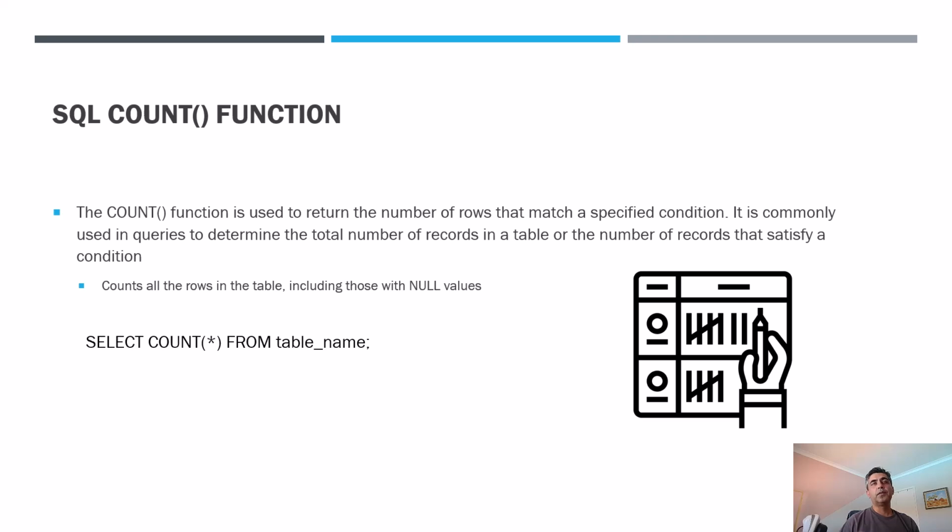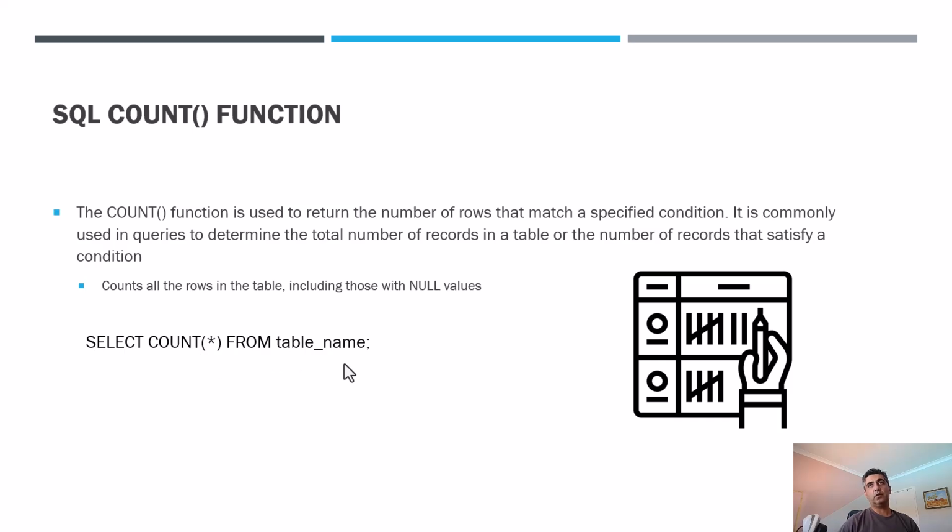Hey everyone, in this video we will talk about the count function in PostgreSQL. The count function is used to return the number of rows that match a specific condition. It is commonly used in queries to determine the total number of records in a table or the number of records that satisfy a condition. For example, the syntax would look like this: select count star from table name.